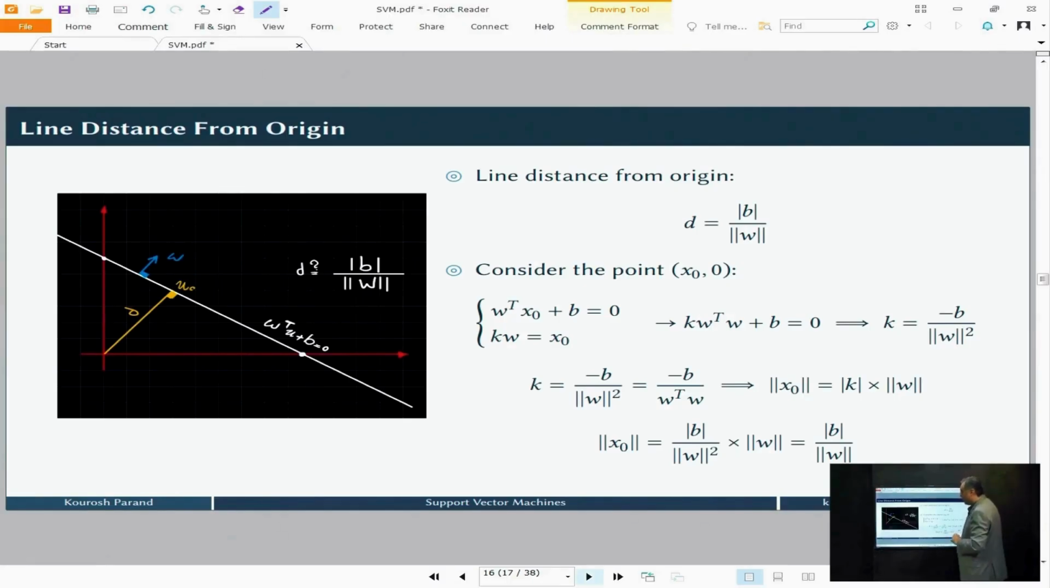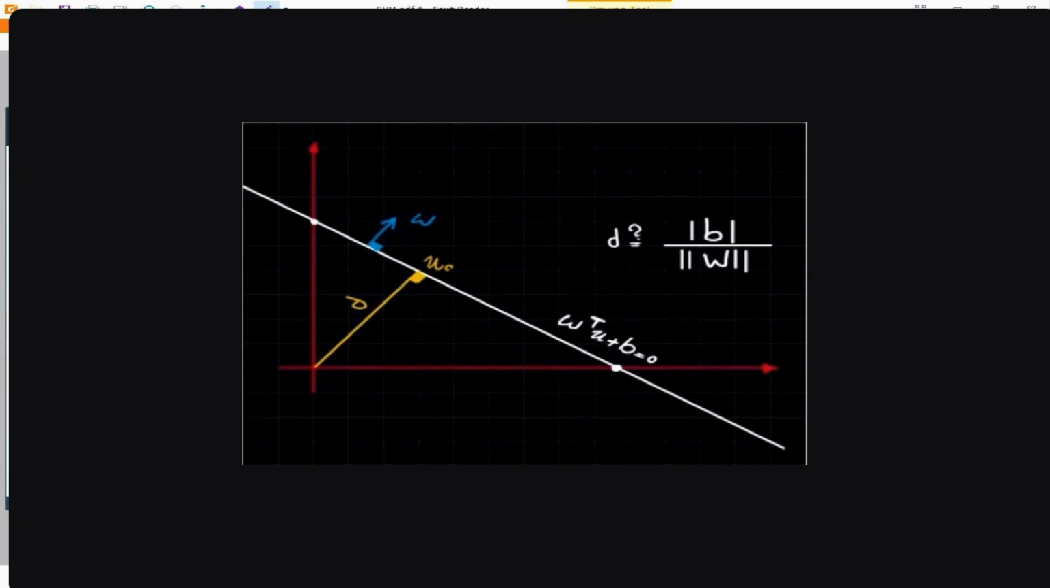Well, it's pretty clear that the vector W, the normal vector, the gradient vector, is perpendicular to what? To this line. Now, so k times W equals what? x0, right. It's pretty obvious, you can see here, so k times this W equals x0. Okay, so what's the value of k? It's pretty clear. Let me show you how to do this.